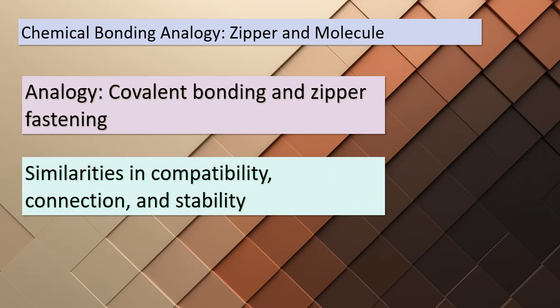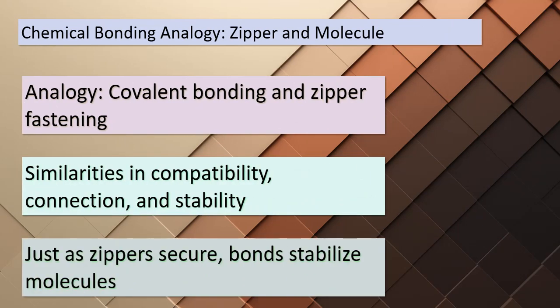Greetings, bright minds! Today, let's tie together everything we've learned about covalent bonding and molecular structure by drawing a captivating analogy. Think of covalent bonds as the zippers of the molecular world. Just as a zipper's components need to be compatible and properly connected to create a secure closure, atoms must find the right fit for their electron orbitals to form stable bonds. Just as a zipper holds things together, these bonds stabilize molecules. Relating complex concepts to everyday experiences helps us better understand and appreciate the world of chemistry. So, keep these analogies in mind as you continue your exploration of the wonders of chemical bonding.